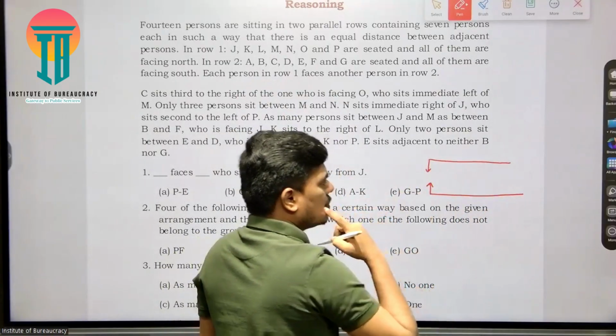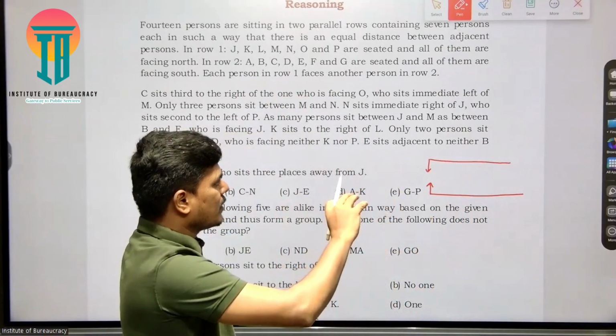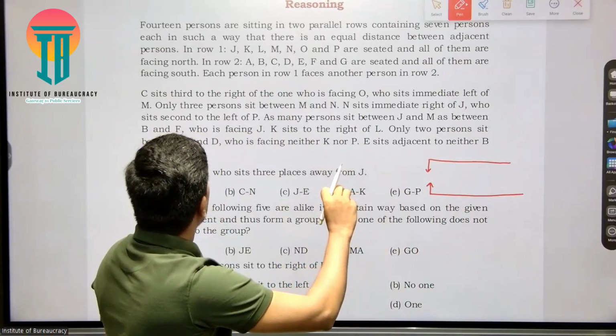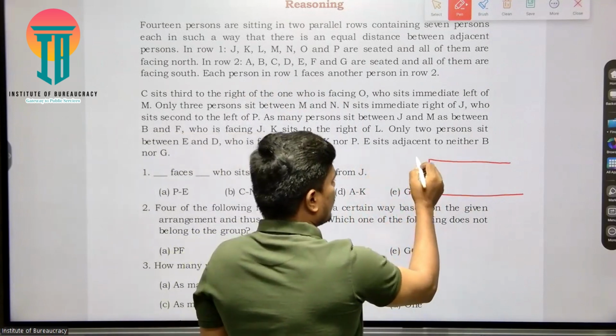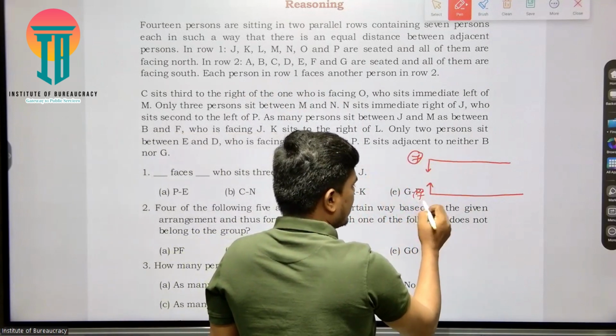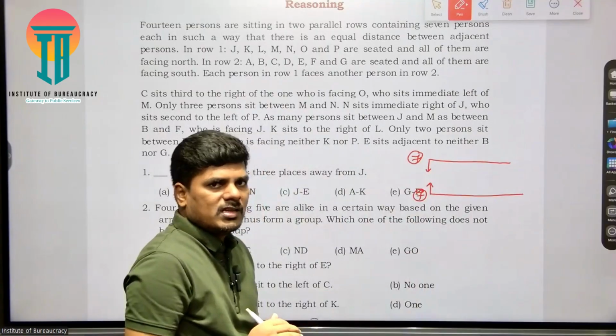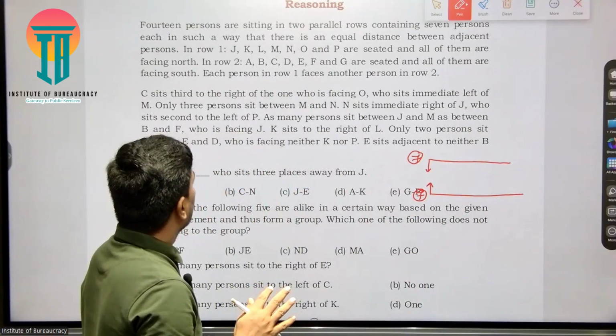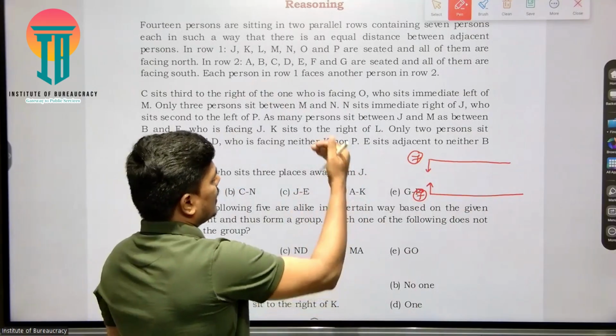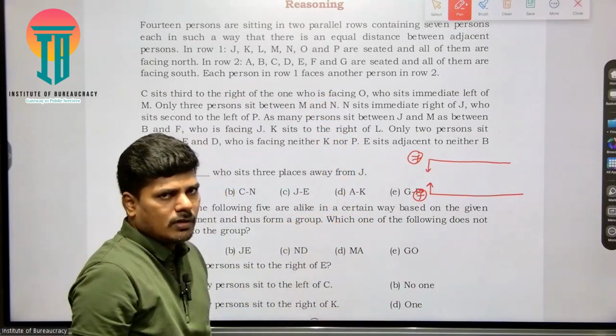So these are the people, two rows. In two rows, people are going to sit. In each row there are going to be seven members. First row 7 members, second row 7 members. Totally 14 members are going to sit. How they are sitting has been given here, and we have to decode it properly.